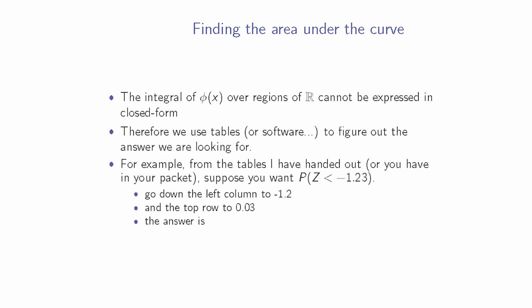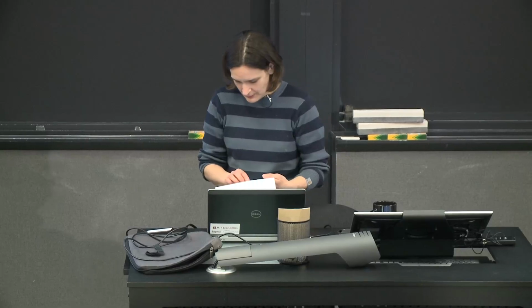To use these tables, you go down the left column to -1.2. Then you move across the top row to 0.03. And that tells you that the probability that Z is less than -1.23 is 0.109.